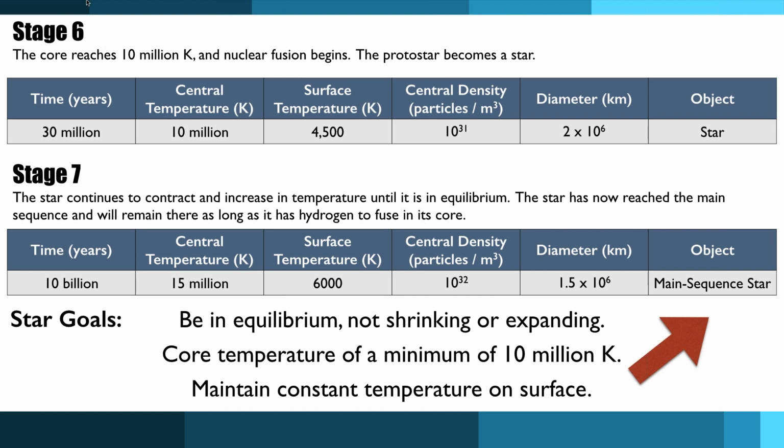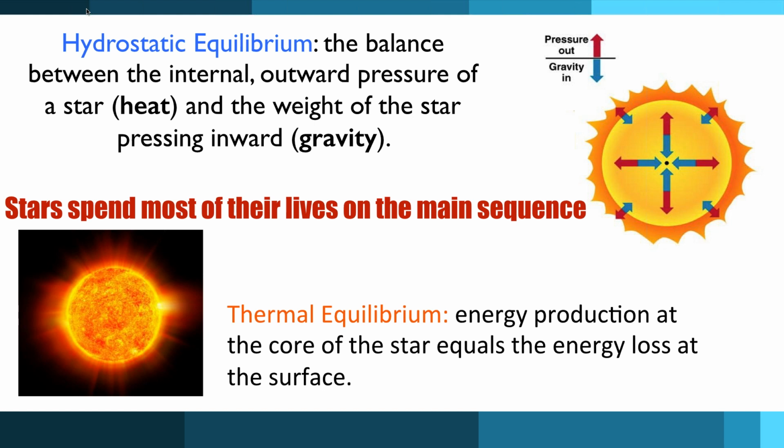And that brings us to a main sequence star. So let's look a little bit closer at these star goals now that we have reached them. A star spends most of its life on the main sequence, which is about 10 billion years. Our sun is currently at about 5 billion years, so it's a middle-aged star right in the middle of its stable lifetime. There are three main components that a star needs in order to be on the main sequence.